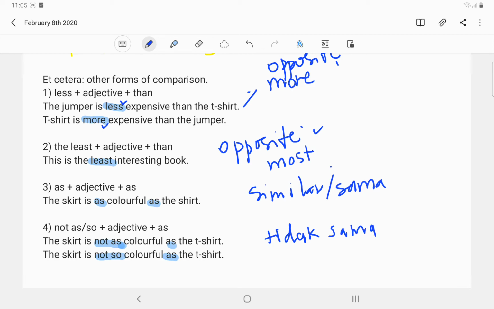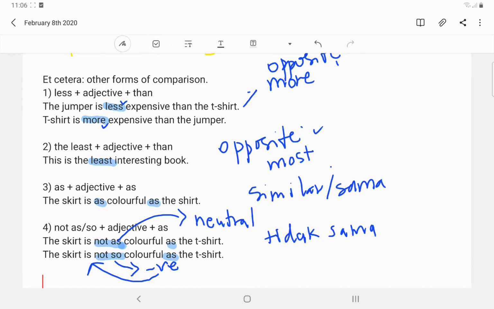Kalau you guna not as, you lebih kepada neutral. You cuma bagi tahu yang benda ni tak sama, skirt ni tak se-colourful dengan t-shirt tu. Tapi if this one is so, you are more negative towards the subject. So the skirt is not so colourful as the t-shirt. So maksudnya skirt tu tidaklah banyak colour sangat macam t-shirt. This is not so colourful as the t-shirt. Yeah, it's like that. Okay.